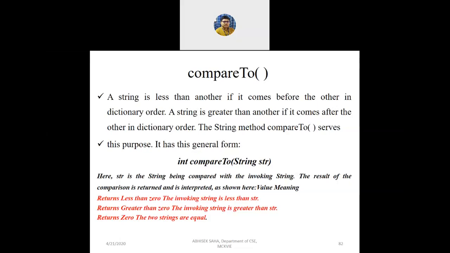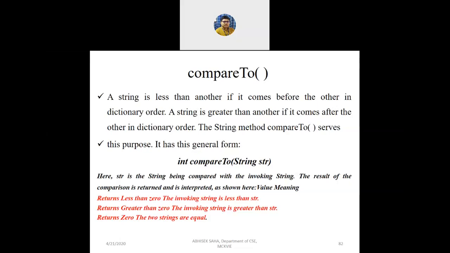So here compareTo is a method which compares two strings. If it returns 0, that means both strings are the same. If it returns greater than 0, that means the invoking string is greater than str. Str is the string that we have passed as a parameter. Another string is invoking the compareTo function. And if it is less than 0, that means the invoking string is less than str.